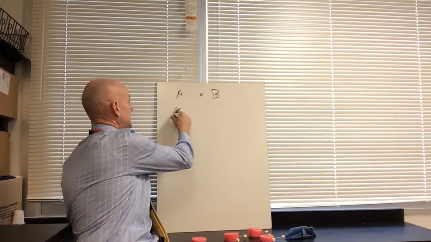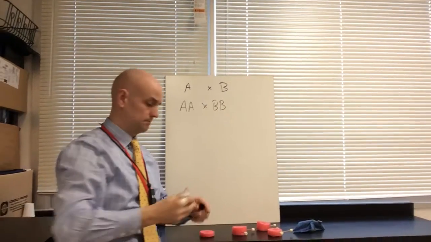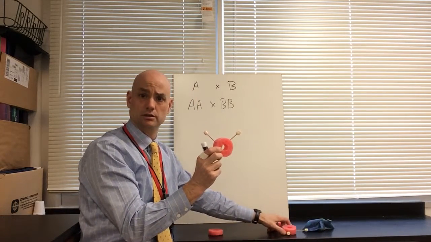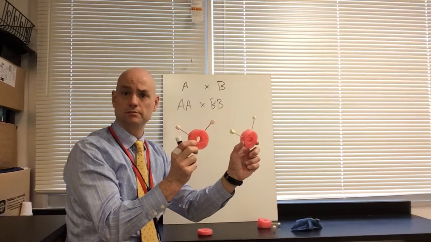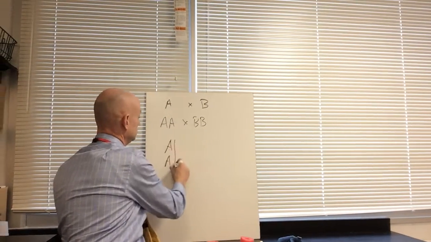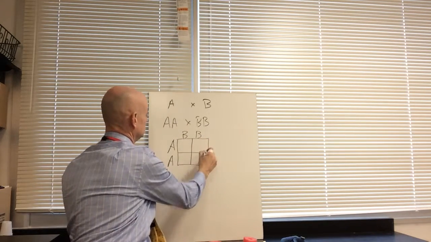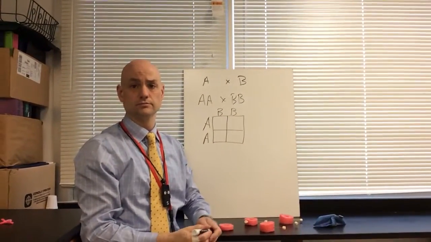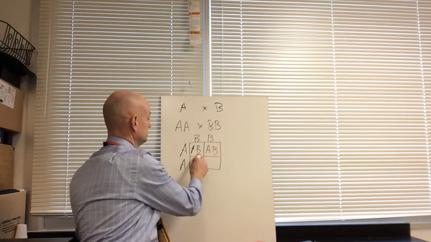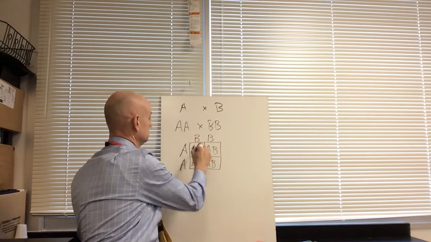So that would be like AA crossing with BB, all right? So that's AA crossing with BB. Okay? What do you get? Well, let's do it. A, B, B. You get AB across the board, right?